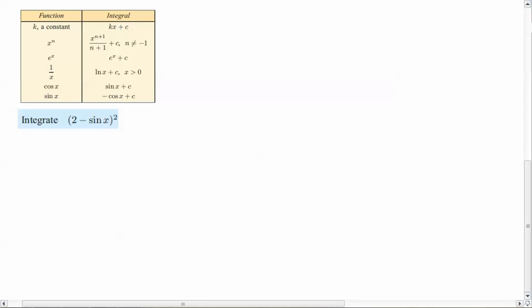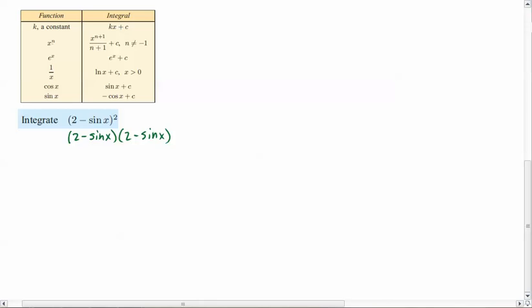Now what makes this one difficult is the fact that we're going to have a quadratic here, right? Because we can't just distribute this square, so we're going to FOIL it out. So we're going to have 2 minus sine of x times 2 minus sine of x. Now we can't just take the integral of it as is because the function inside is not linear. We don't have a rule for when it's not linear.